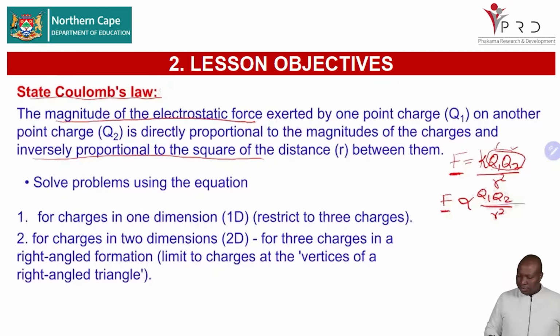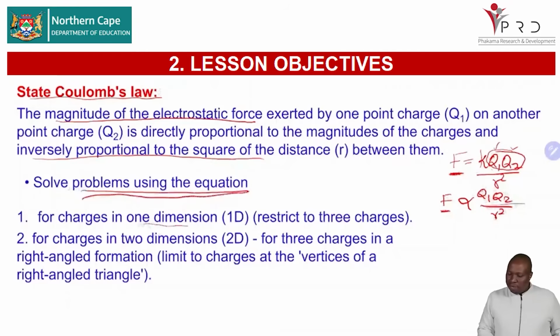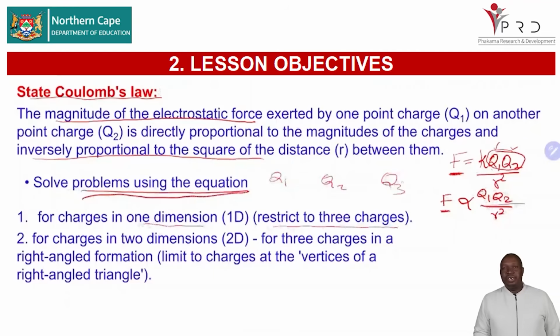Now we're going to use this equation, F equals K Q1 Q2 over R squared, to solve problems. We're going to deal with charges that are in one dimension. We're only restricting to 3 charges here. So you will see we're talking about Q1, Q2, and Q3, for example, but they are all in one dimension, on a straight line like that. So we'll be able to solve them.